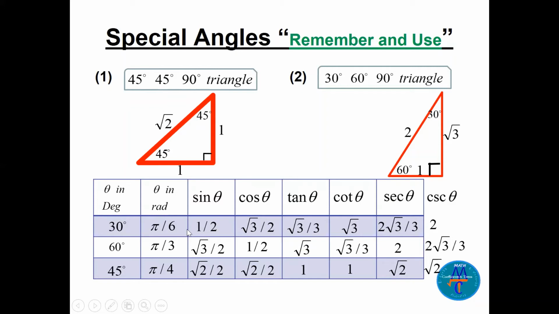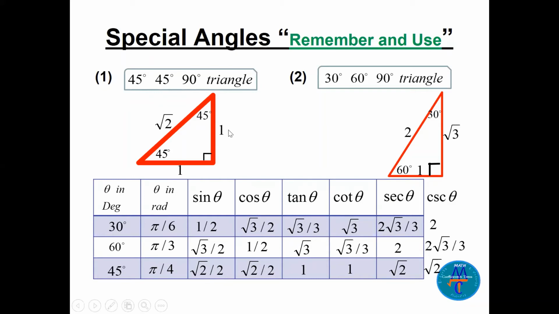You can remember the table. This is 45 down here. See sine theta, 45. Sine of 45, square root of 2 over 2. Cosine theta, this is cosine 45. Tan of 45, cotan of 45, secant of 45, cosecant of 45.